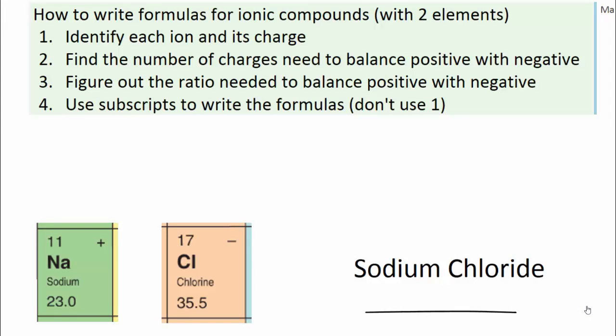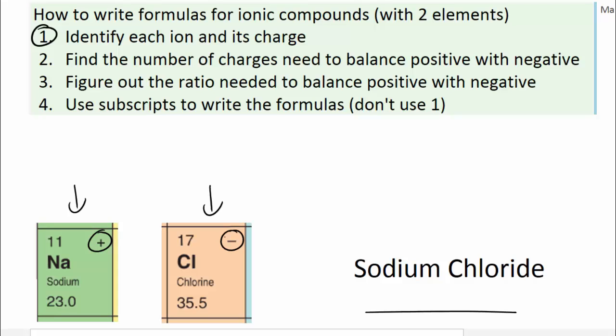In ionic compounds, we need to balance the positive charge of the metal with the negative charge of the nonmetal. We use what's called subscripts to show the ratio between the two elements. But we just have to figure out what those subscripts are. So to do it, we have to first identify each ion and its charge. That's step one. You've got to look at each element and find out the charge of the ions that you're trying to put together.